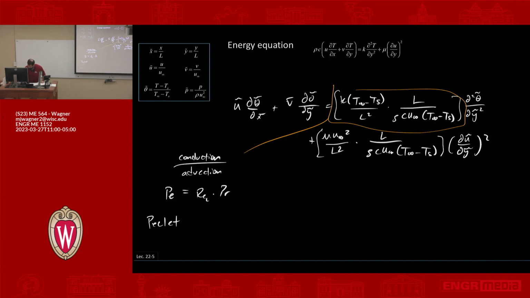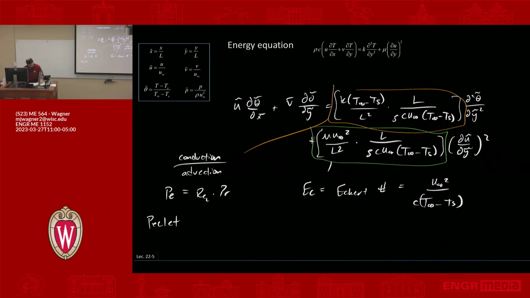On the second part down here, this is a non-dimensional group called the Eckert number, E-C-K-E-R-T. And that is defined as U infinity squared over c times (T infinity minus Ts). And the Eckert number is a relationship between the kinetic energy of the flow and the diffusion across the boundary layer. So it's this kind of movement of energy versus conduction of energy.